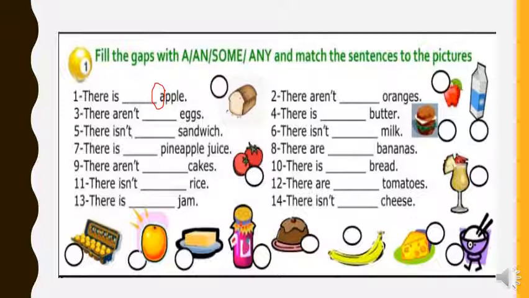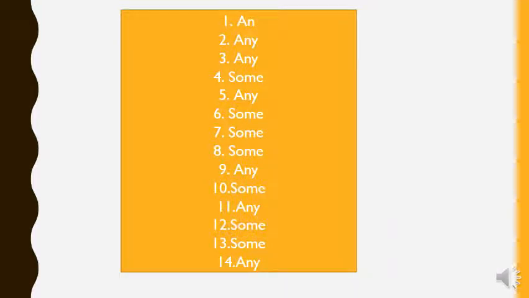There aren't any oranges. There aren't any eggs, negative form. There is some butter. There isn't any sandwich. There isn't any milk. There is pineapple juice. We can say there is pineapple juice or there is some pineapple juice. There are some bananas. There aren't any cakes. There is some bread. There isn't any rice. There are some tomatoes. There is some jam. There isn't any cheese. These are the answers.